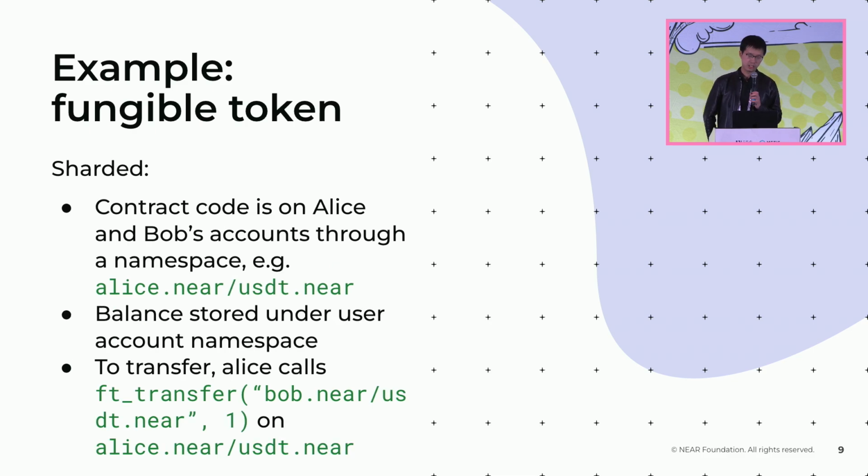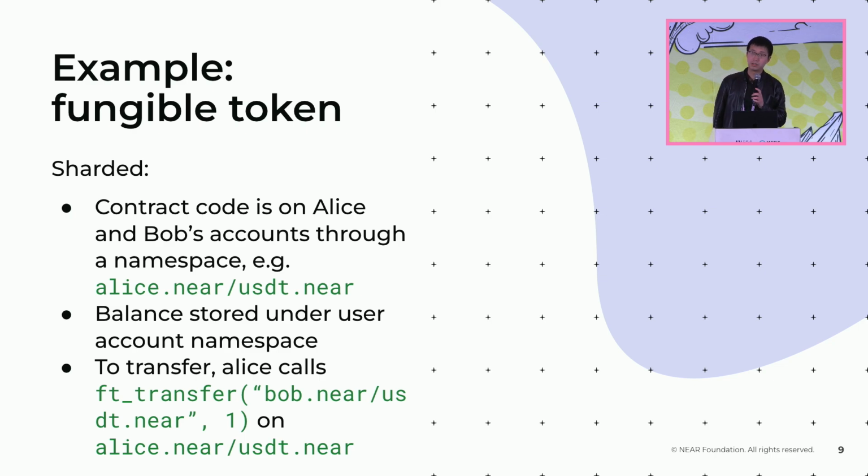Now, what if we make it sharded? Now it's actually more interesting, because the execution is no longer happening on the USDT.near account. What's actually happening is that on Alice's account there is a USDT.near namespace. It's kind of like a sub-account of the Alice.near account, and it stores all the relevant data that Alice.near has on USDT.near. And similarly, the same holds for Bob.